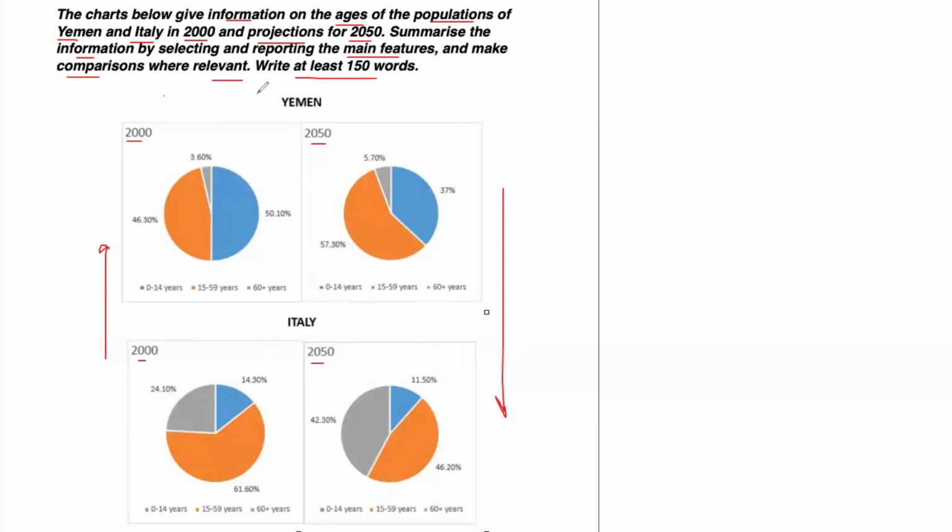So this will allow us to compare data from both Italy and Yemen while also comparing the data from both years. If we were to group Yemen in one category and Italy in the other, you'd have to spend time comparing 2000 and 2050, and then also comparing Yemen and Italy. And that is just far too much information to include for a 150-word minimum. So I'll take you through it. I'll show you why. But in cases like this, it's usually best to group the years and use those as the significant features rather than the countries.